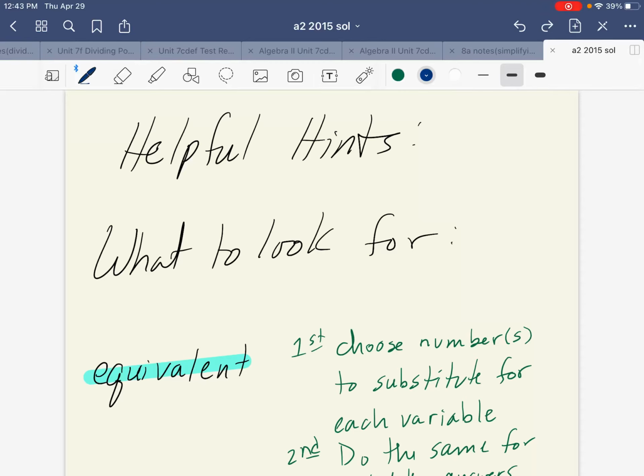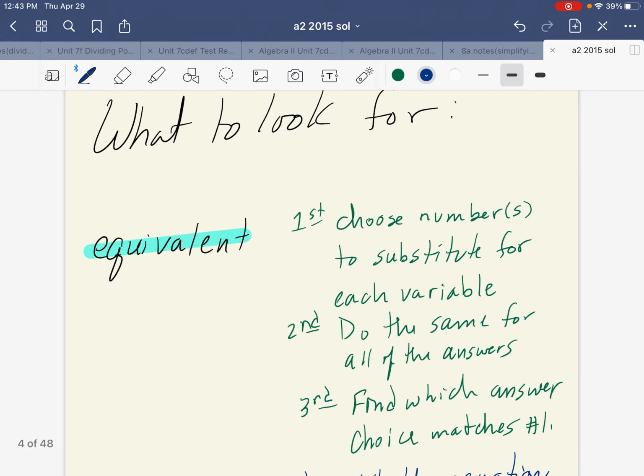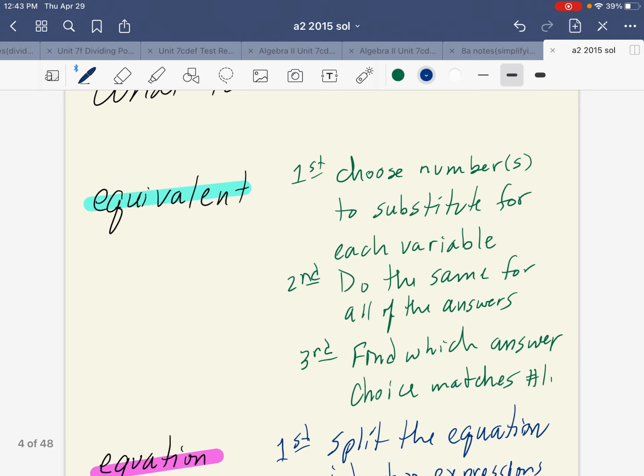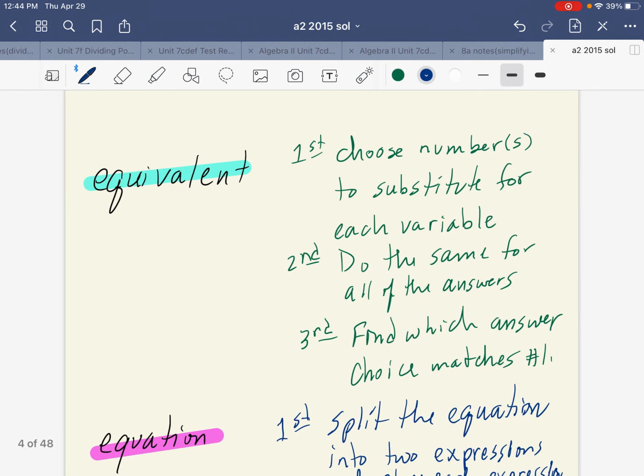Okay, so these are some helpful hints for the SOL, particularly Algebra 2, as I'm going to go over a couple problems for Algebra 2. This could be used for Algebra 1 also. So anytime you see equivalent, or simplify an expression, you're going to be able to do this.